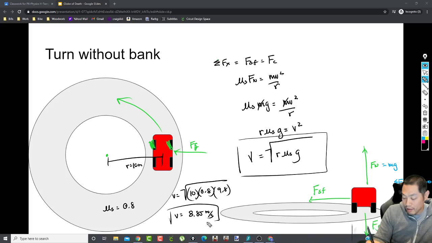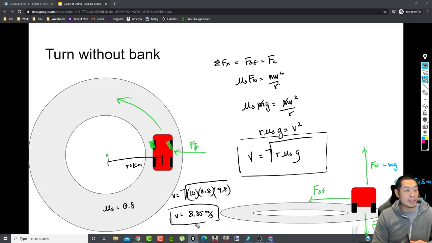So that means if mu s is 0.8 and the radius is 10, the fastest I could go making this turn is 8.85 meters per second. If I go any faster, I'm going to skid out of control. So that's what happens in the movie. They're making a turn and then they're too fast, so the car starts sliding out.